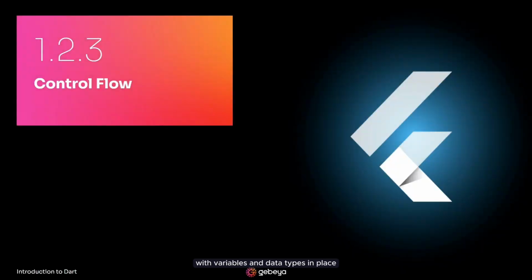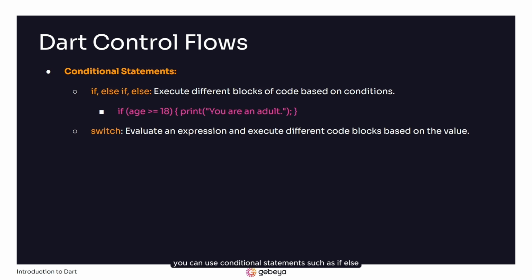With variables and data types in place, let's move on to control flow, which helps you control how your code executes based on conditions. You can use conditional statements such as if, else if, and else to execute different blocks of code based on conditions. For example, if age >= 19, print 'You are an adult'.